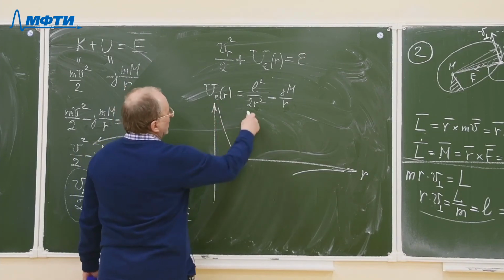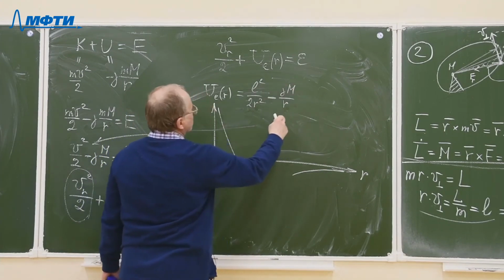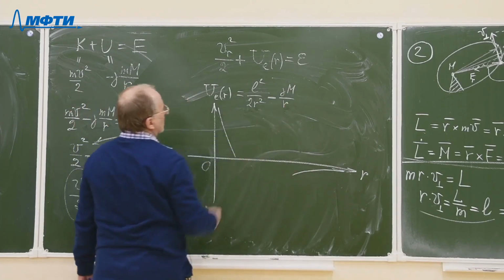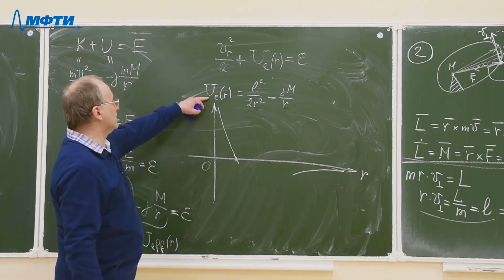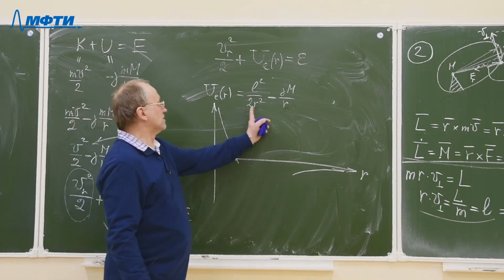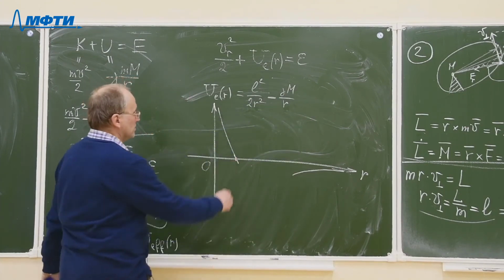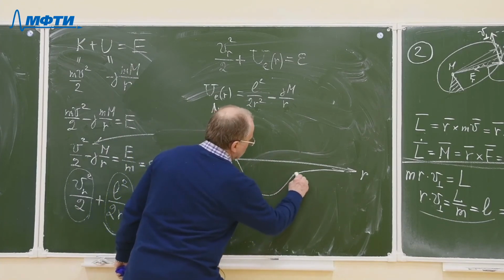And somewhere at some certain r, the first term will be equal to the second term. That means that at this particular point, this combination will be 0. So that's the 0 when the effective energy is 0. When the second term equals the first term, then that will give you 0 at some point. And here it's obvious that the function will go something like that.